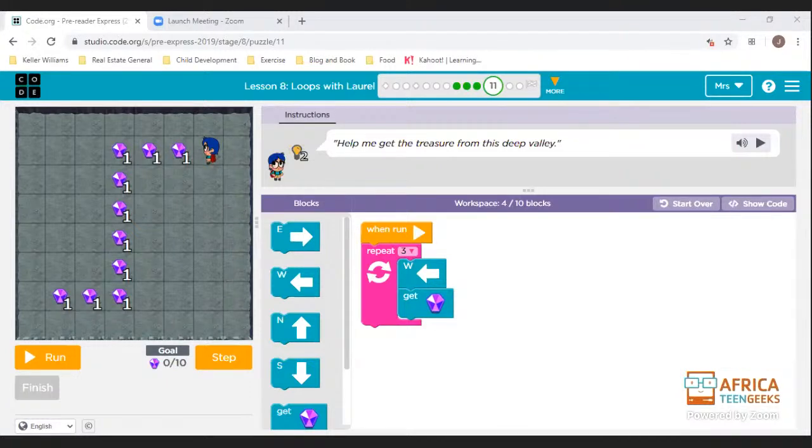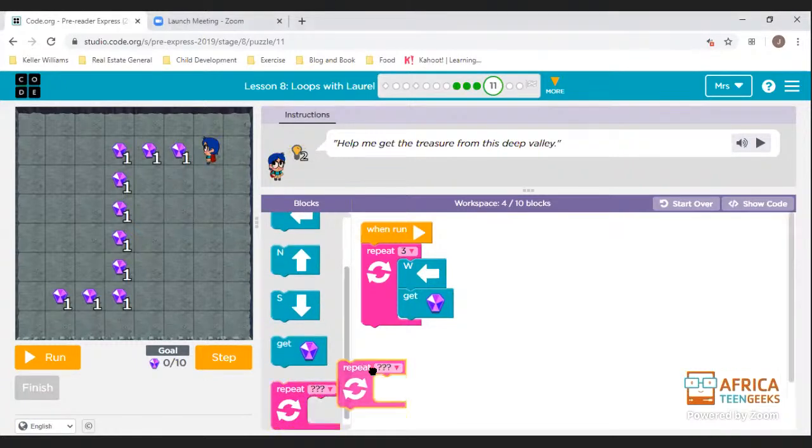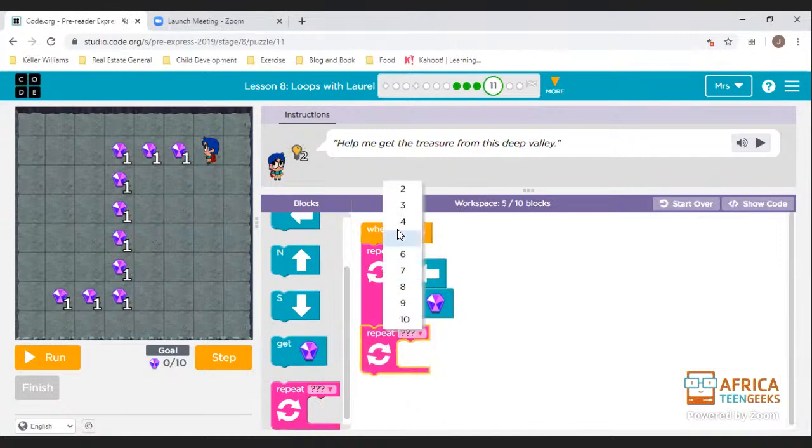Go down 5 times. So tell me, if you say go down, what block will you need to use? Repeat, and then put the crystal. And then repeat. You said 5 times. What do I need to do? You already said it. Again, which direction?